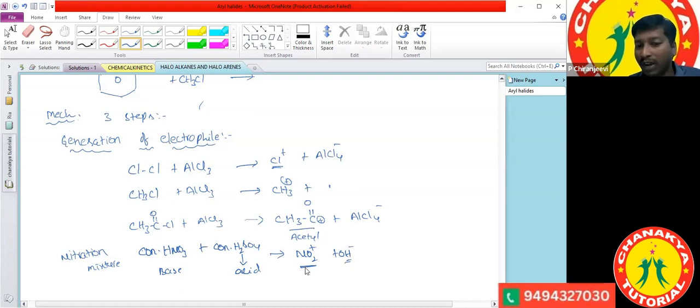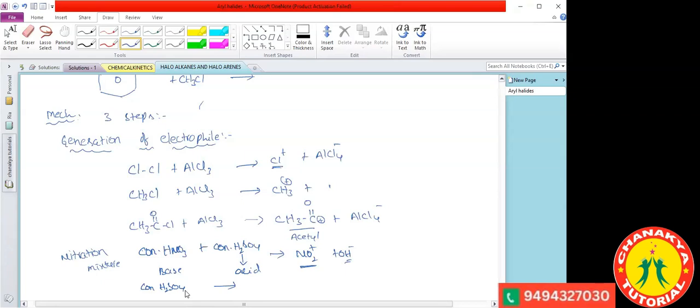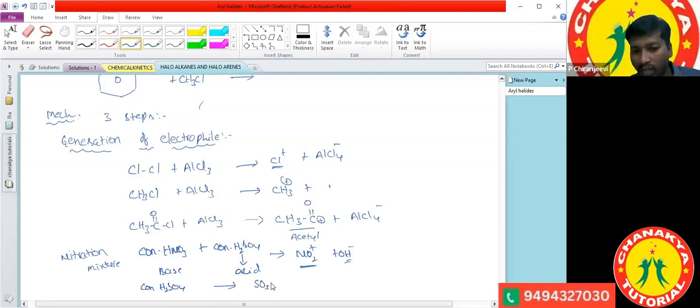What is the electrophile here? NO2 plus is the electrophile. And for concentrated sulfuric acid, if it is ionized, what is the electrophile in sulfuric acid? SO3H plus is the electrophile and OH minus is the nucleophile. All these are different electrophiles. This step we call the generation of the electrophile.